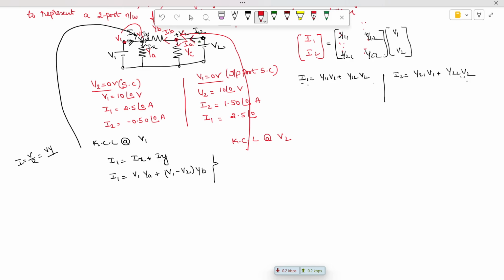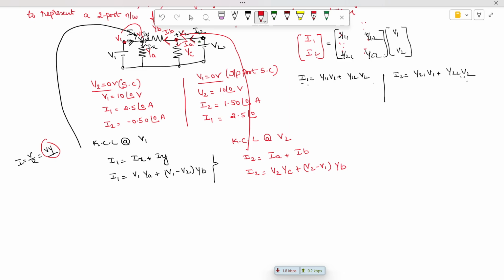What is the entering current? I2 is the entering current. What are the leaving currents? One branch is IA, and the next leaving current is IB. So we can write I2 is equal to, how to write the current IA? I told we have to write V into Y. The voltage at this point is V2, and the admittance is YC. How to write the current IB, which is flowing from 2 to 1? In this direction I have to write it as V2 minus V1 multiplied with the value of YB.